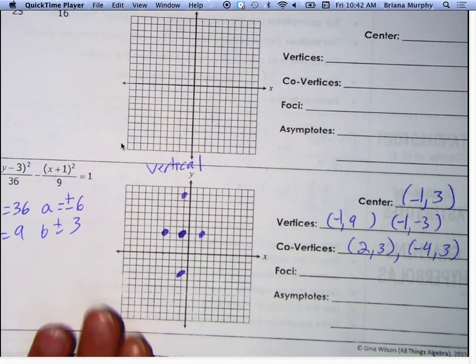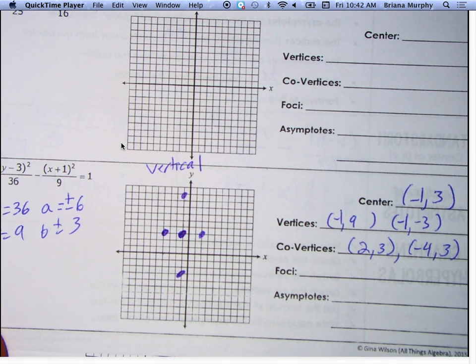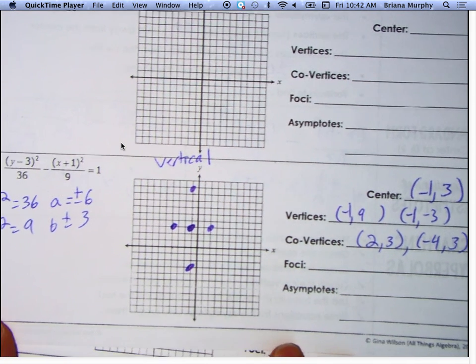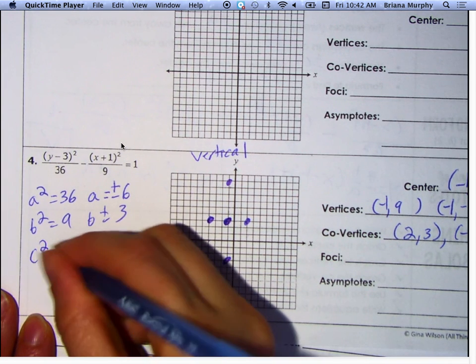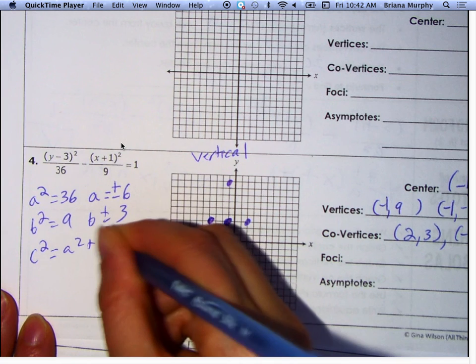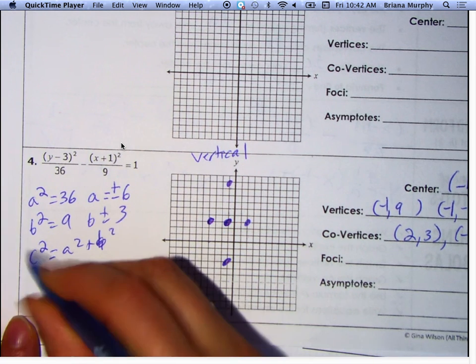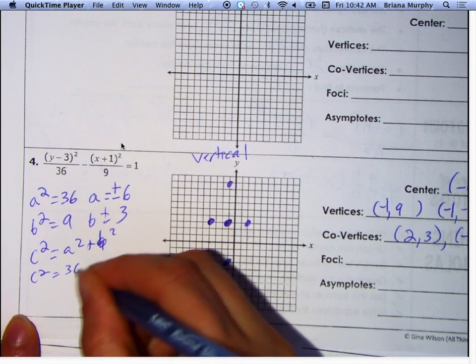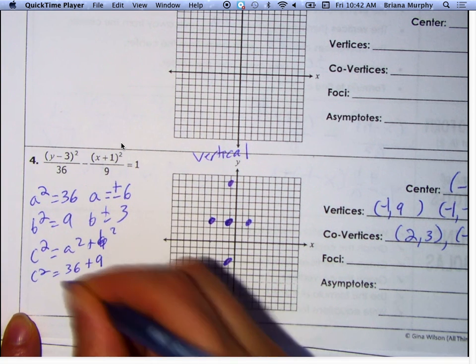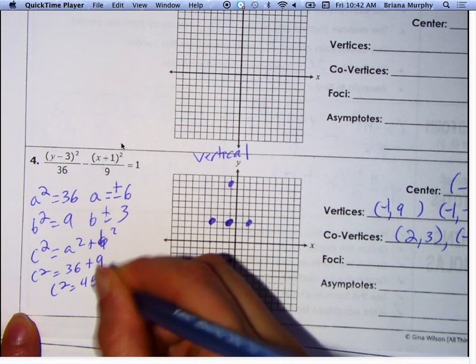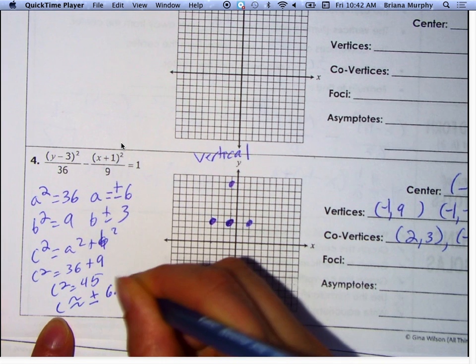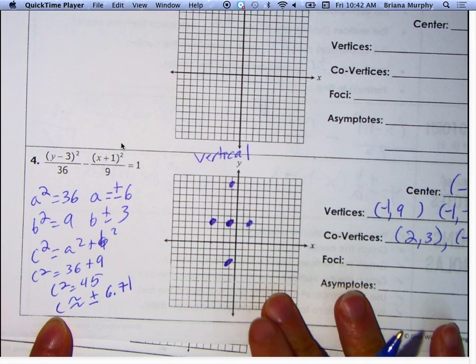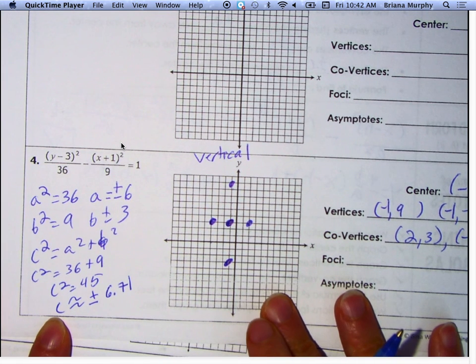Okay, what am I going to do next? I'm going to find the foci. And to find the foci, I've got to find C, right? C squared equals A squared plus B squared. So C squared equals 36 plus 9. So C squared equals 45. So C is approximately plus or minus 6.71. Okay. So you're going to change the y's, correct, because it's vertical.